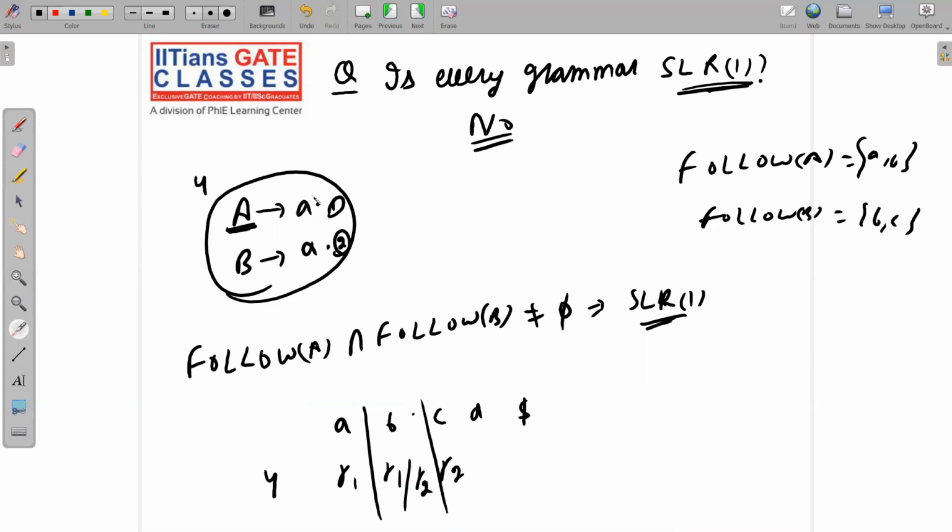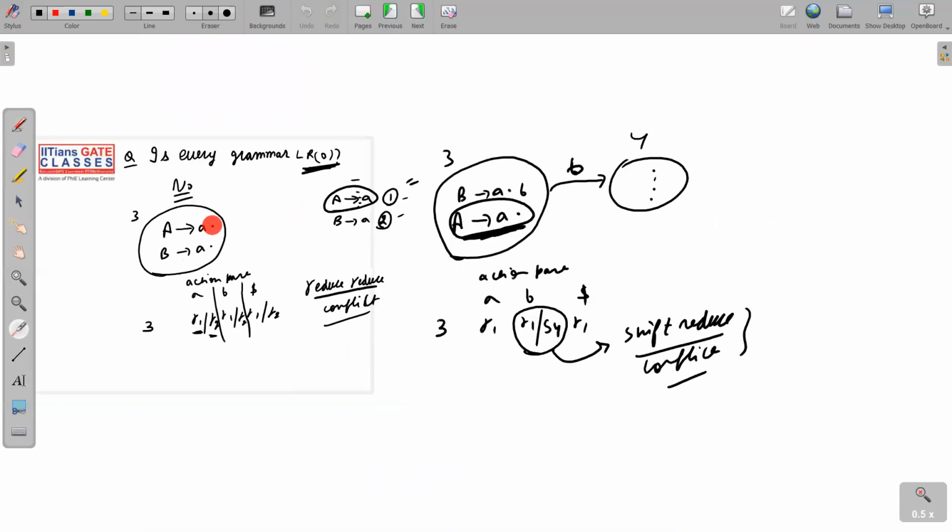So in LR0, as soon as you get 2 or more final items in any state, you will directly say the grammar is not LR0. So while making the DFA, you have to think about all these things. Whenever you get 2 or more final items in any state, blindly you will say it is not LR0. Or if we have one final item and a shift move, then you will immediately say we have got an SR conflict, so it is not LR0.